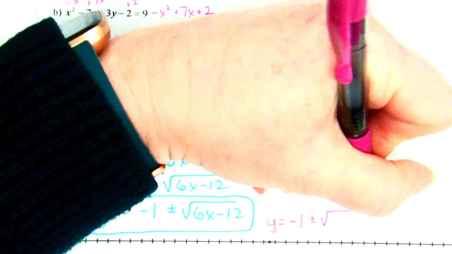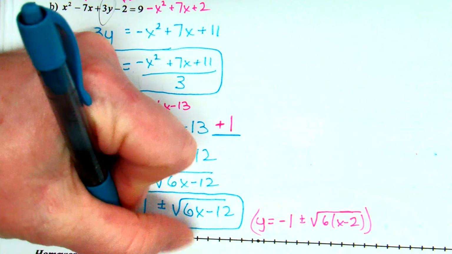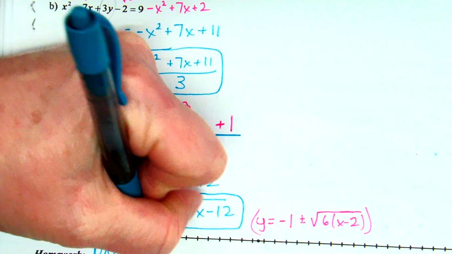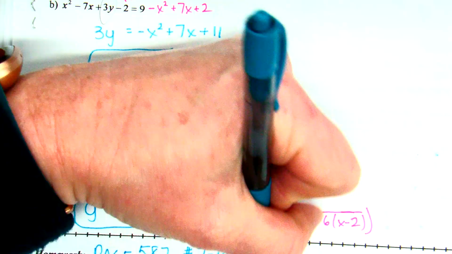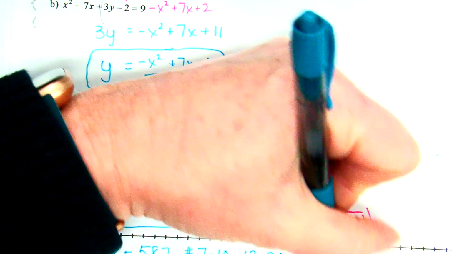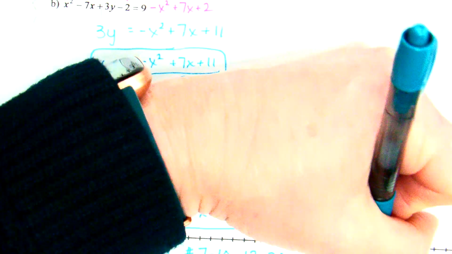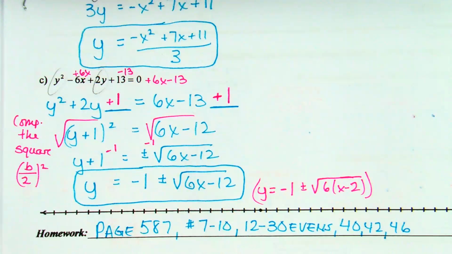The homework is page 587, 7 through 10, 12 through 30 evens, 40, 42, and 46.